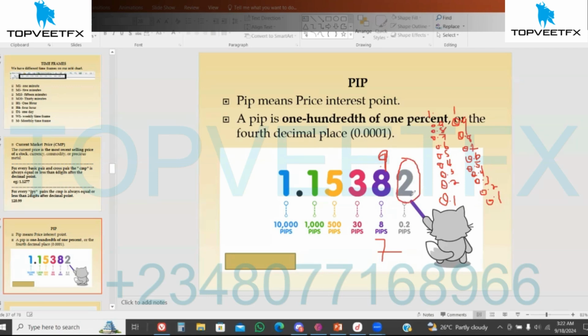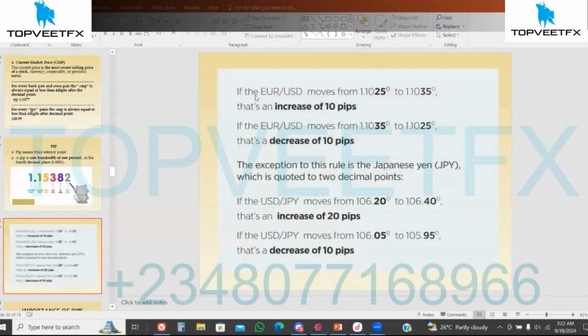And also in JPY, the last digit is a pipette that can give us pips. Now, having known this and that we have understood this perfectly well, if the Euro USD moves from 1.1025 to 1.1035, that's an increase of 10 pips. If the Euro USD moves from 1.1035 to 1.1025, that's a decrease of 10 pips.